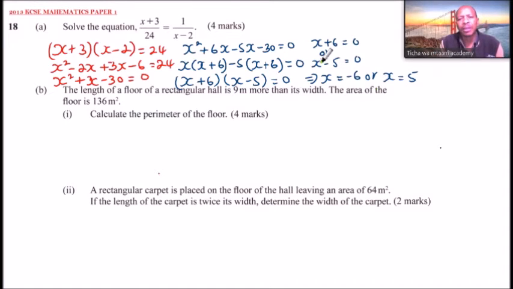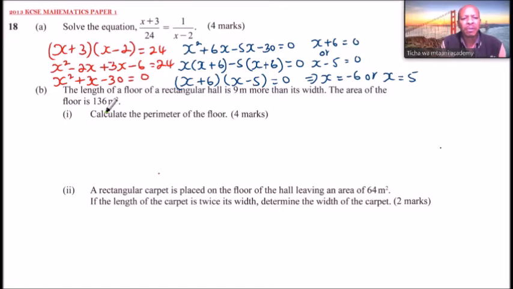I'm just following the whole process so that you understand. Otherwise, during the exam, you can skip some of the steps here. For example, you can write directly the factors here. From this x squared, you can get to this, and you solve it like that. So we go to part B. The length of the floor of a rectangular hall is 9 meters more than its width.